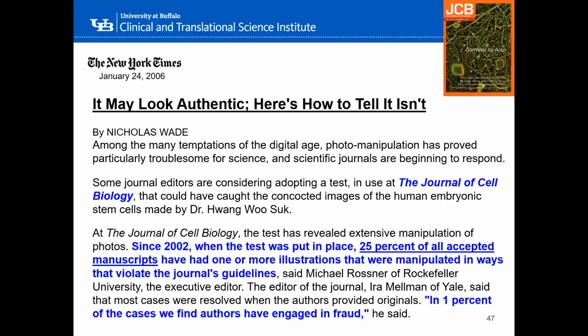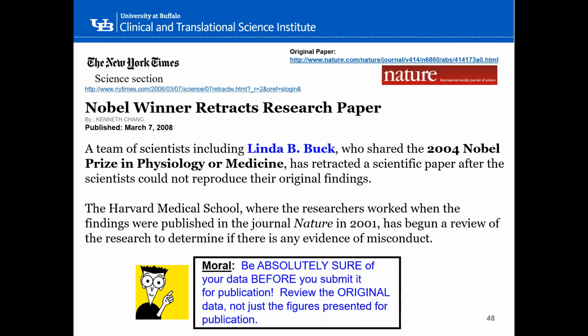But Ira Mehlman, who's the editor at Yale, said that most of the cases were resolved when the authors provided revised figures, but in 1% of the cases, they found authors had engaged in outright fraud. This turns out to be a common problem, but fortunately, the journals have ways of detecting this image manipulation.